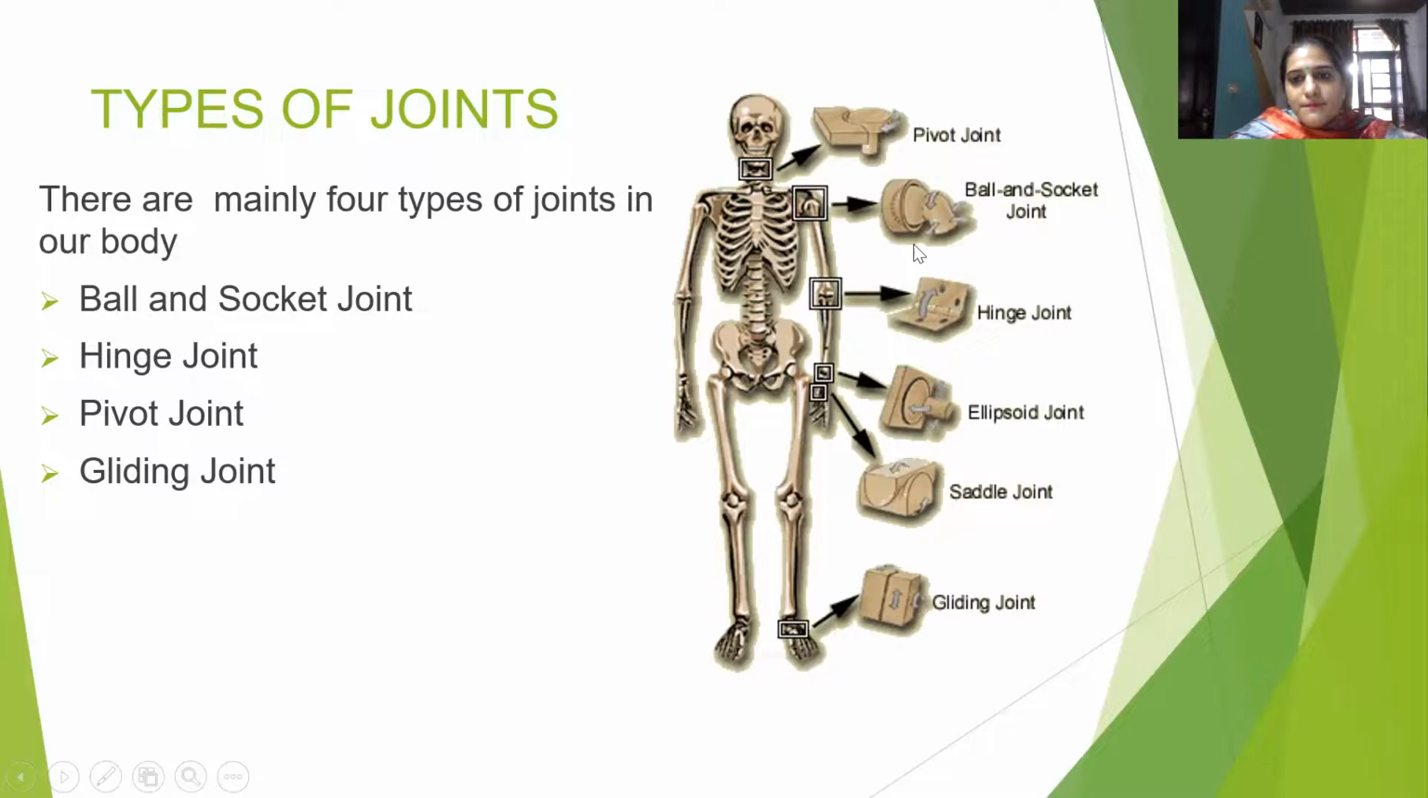And below that, there is a hinge joint. The hinge joint is present in our elbow. Okay. So we will not be discussing the ellipsoid and saddle joints, but we will be discussing the gliding joint. The gliding joint is present in our feet as well as in our hand. So there are 8 bones present on this side, our wrist, which glide on each other to make our wrist and our foot move. Okay. So the ball and socket joint, hinge joint, pivot joint, and gliding joint we will be discussing.